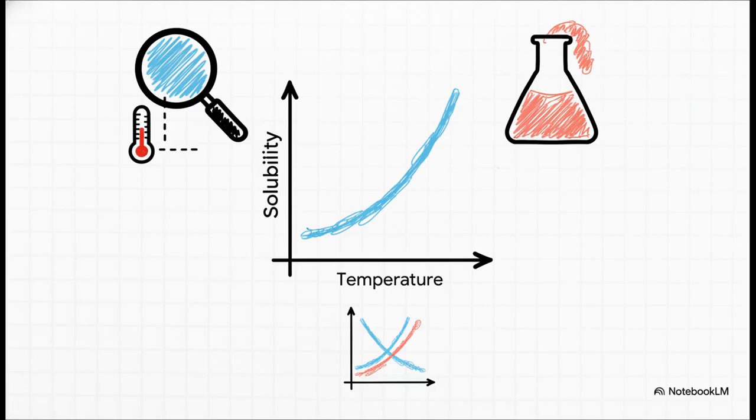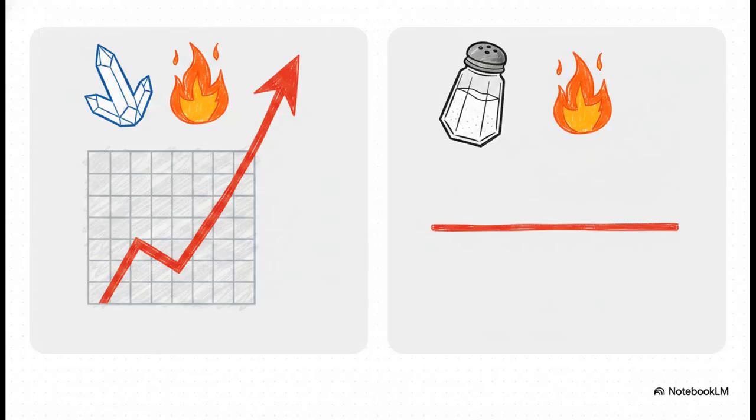Second, we use the curve to determine saturation levels, which is essentially just figuring out how full the liquid is. And third, we use these curves to compare different substances, visually mapping out their unique dependence on temperature. And this brilliantly illustrates how completely different substances react to heat. For example, if you look at potassium nitrate, or KNO3, it has an incredibly steep curve. It becomes dramatically more soluble as the temperature rises. Heat just unlocks its ability to dissolve on a massive scale.